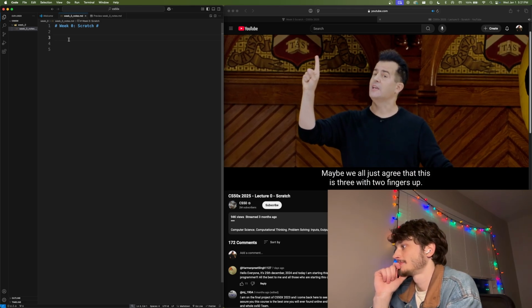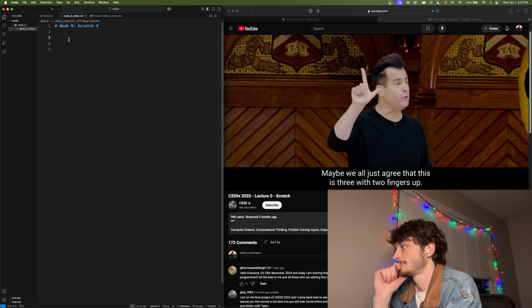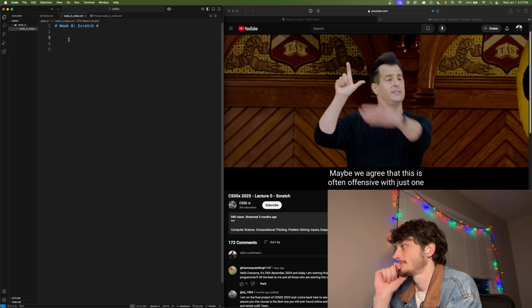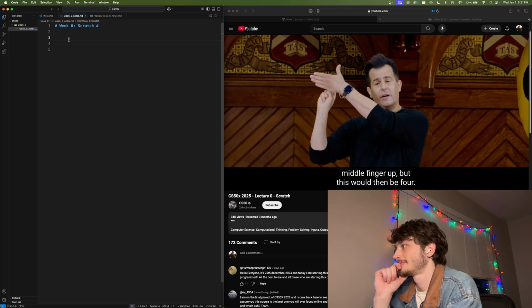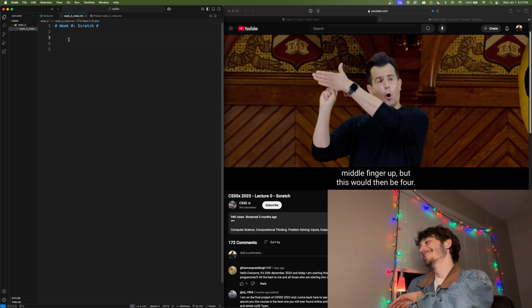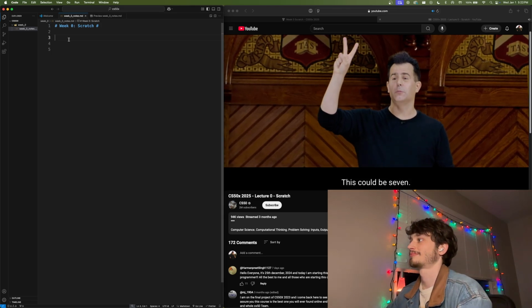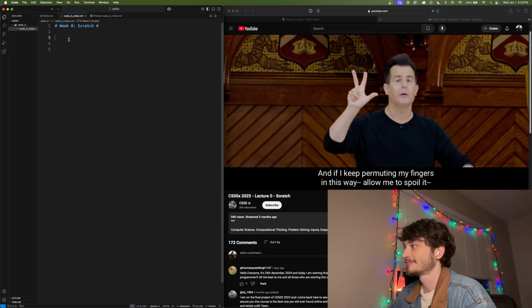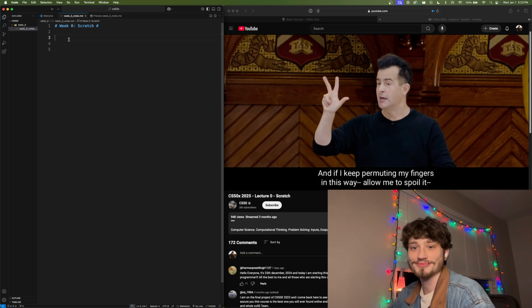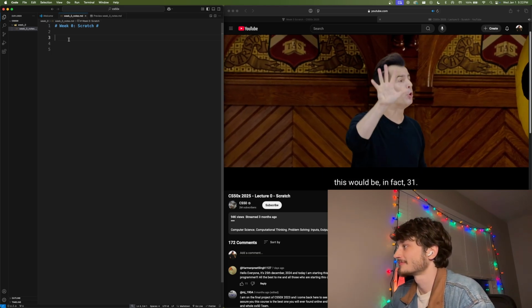Maybe we all just agree that this is 3 with 2 fingers up. Maybe we agree that this is often offensive with just 1 middle finger up, but this would then be 4. This could then be 5. This could then be 6. This could be 7. And if I keep permuting my fingers in this way, allow me to spoil it, this would be, in fact, 31.